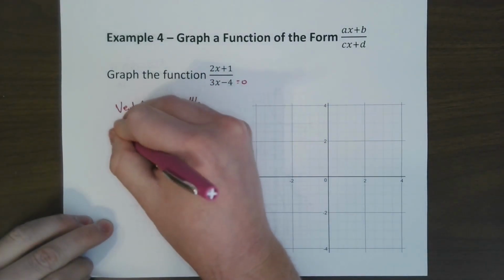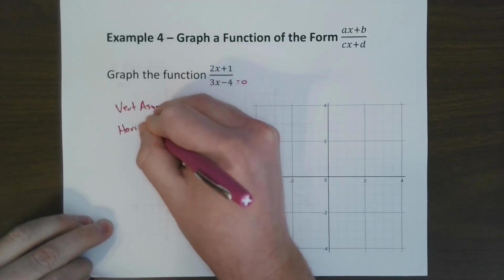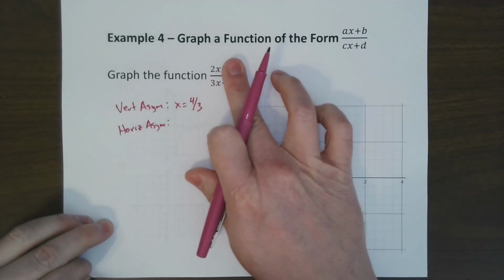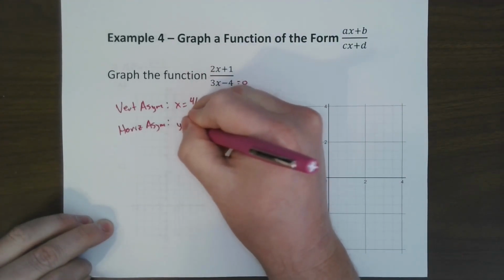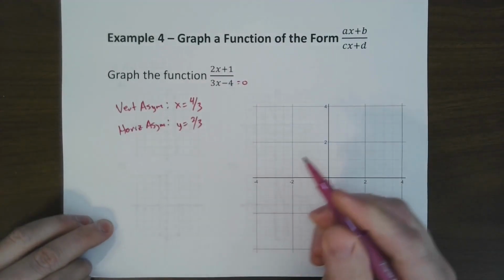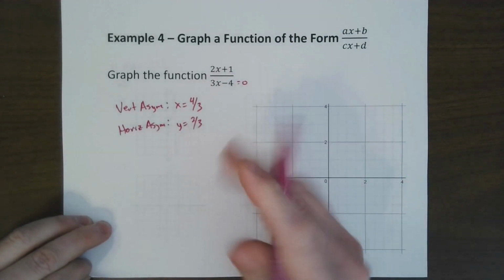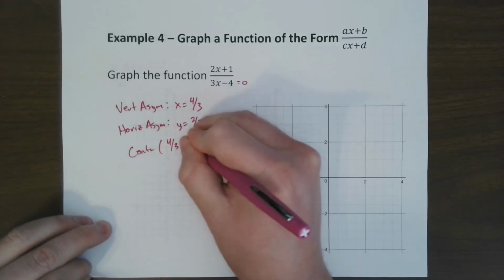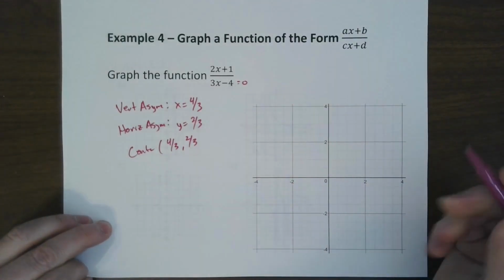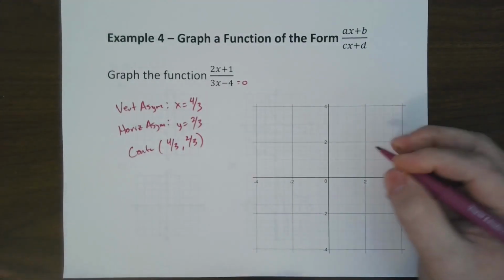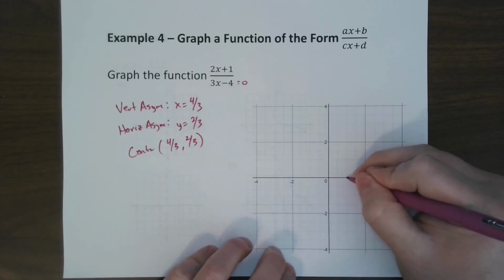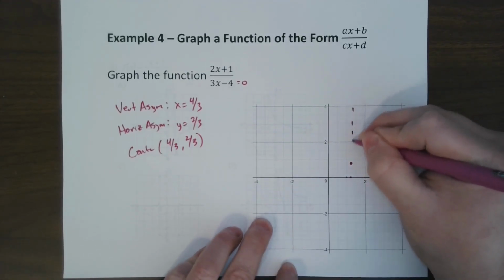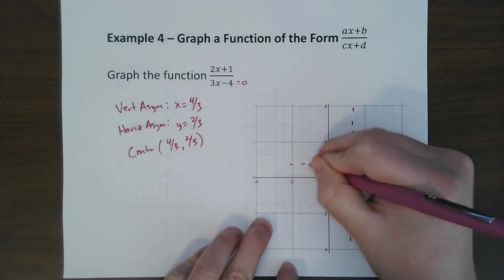And then for our horizontal, we do the trick we just learned. 2x divided by 3x would just be 2 over 3. So y equals 2 over 3. That means we have a center at (4/3, 2/3). So if we go ahead and graph this, 4/3 would be 1 1/3, so that'd be right here. 2/3 would be just under here, so it's right around here somewhere. Now all you have to do is draw your asymptotes.